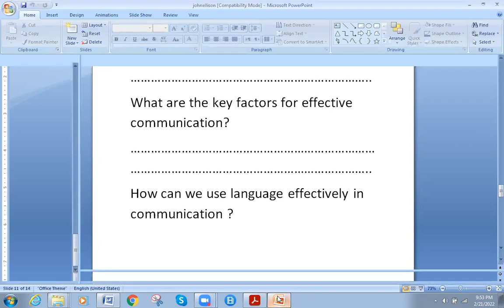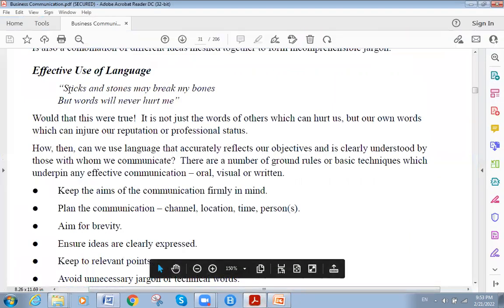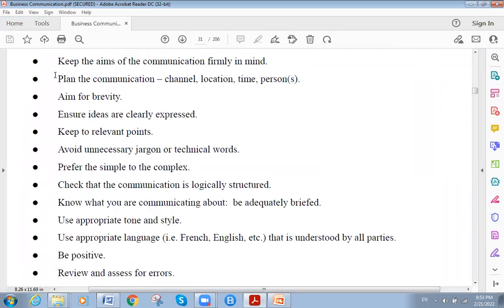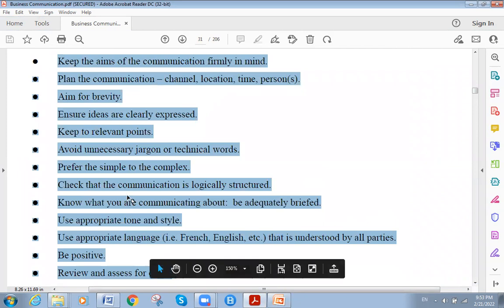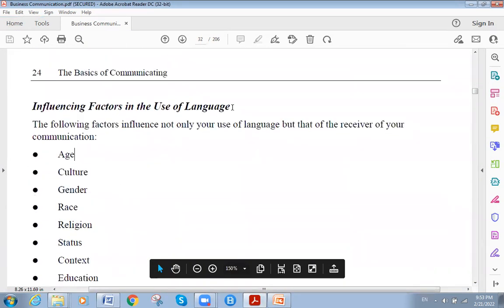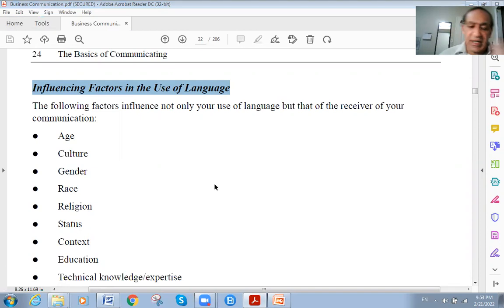Those are the points we talked about just now, how to use the language effectively. Now, what are the factors that will affect the use of the language? We talked about how to use it effectively, but what are the factors that affect, positively or negatively, the use of the language itself?